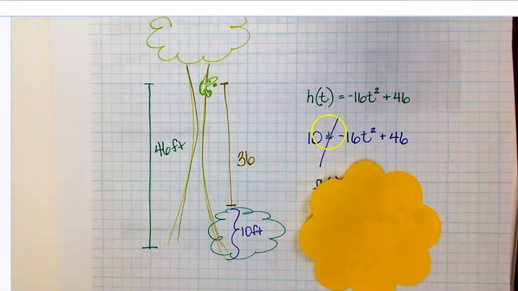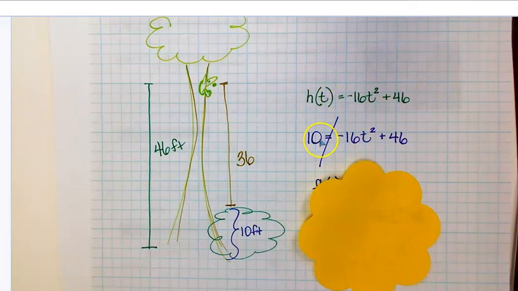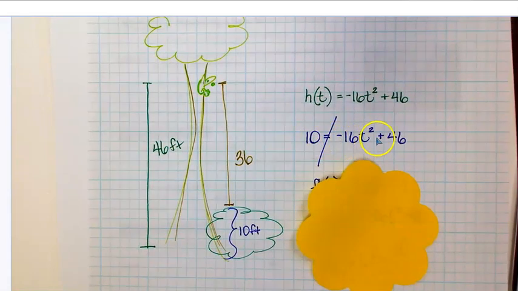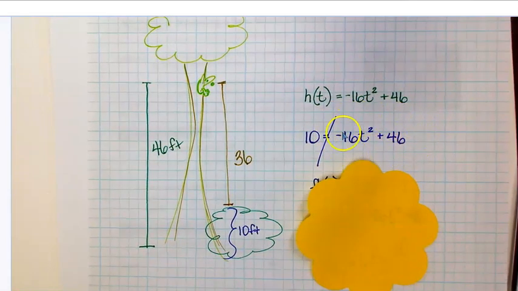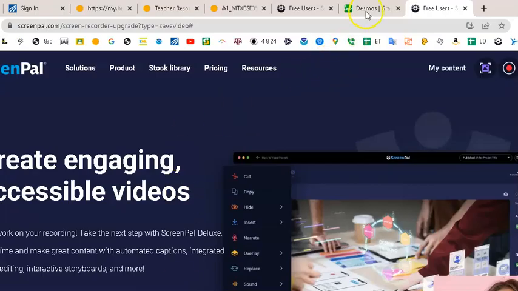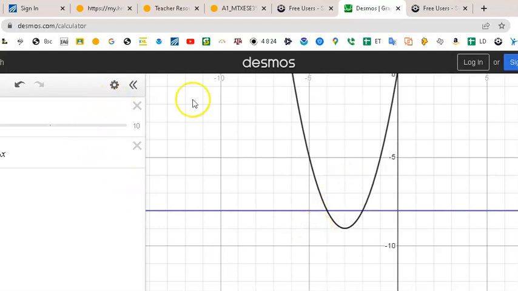Okay, so what I'm really going to do is take this equation. I'm interested in how much time goes by when the chestnut is still 10 feet above the ground, when it hits the bush. So I'm going to put 10 in here and make this an equation, and put negative 16t squared plus 46 on the other side and figure out what the time is in that case. All right, so I'm going to go back over here. Clear this out.